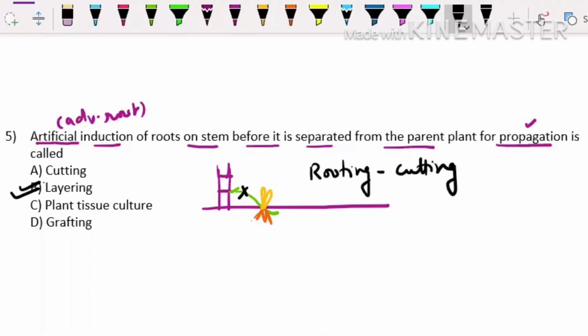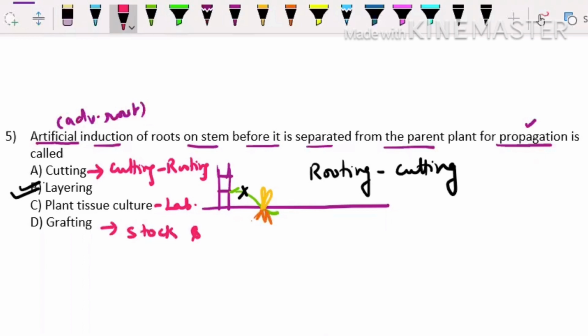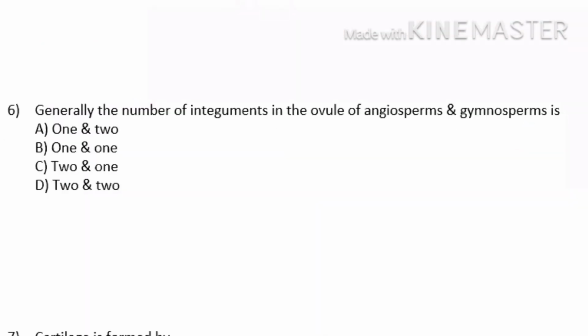And in case of cutting, try to understand this also. In cutting, first cutting will be done, then rooting will be done. So here the sequence is reversed. Plant tissue culture, you know very well, is performed in the lab. And grafting, where two plants are used, one is a stock and one works as a scion. Now see the next question.